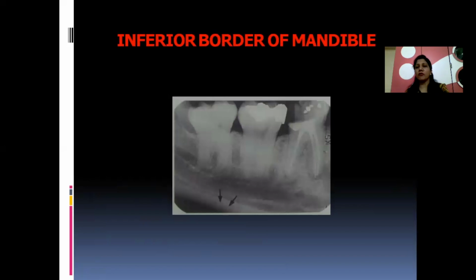This inferior border of mandible is a thick band of dense cortical bone. Now, this can be visualized only when your angulation is steep or when you have not kept the 2 mm occlusal clearance. Then only it can be seen.